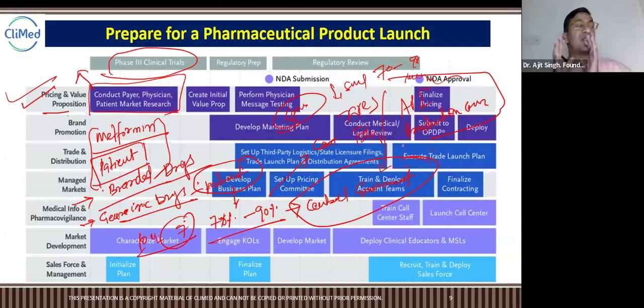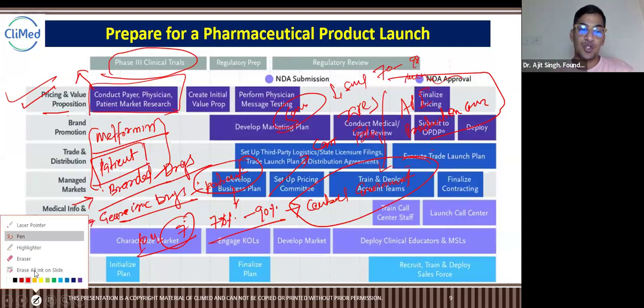So the manufacturers and marketing people have to think of the payer first. Who is going to pay? If it is paid by the patient, how much can we charge? If it is paid by someone else, or a subsidy or anything, how much do we have to charge? This is the first concern for pricing or value proposition.